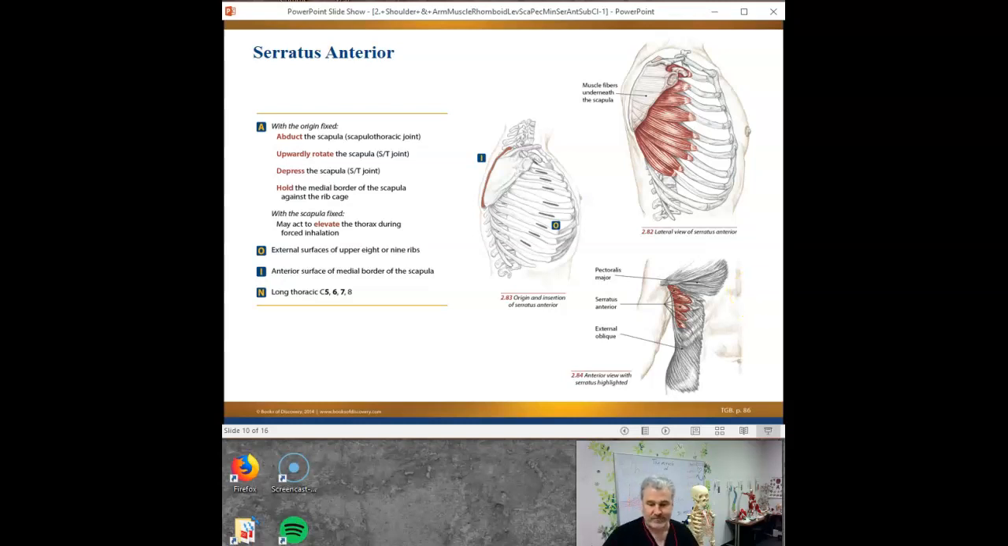Miss Hunter, for $1 million, is there a serratus posterior? Yes, you're absolutely correct. I owe you $1 million. How do we know there's a serratus posterior? I just assume because there's an anterior. And you are once again brilliant.